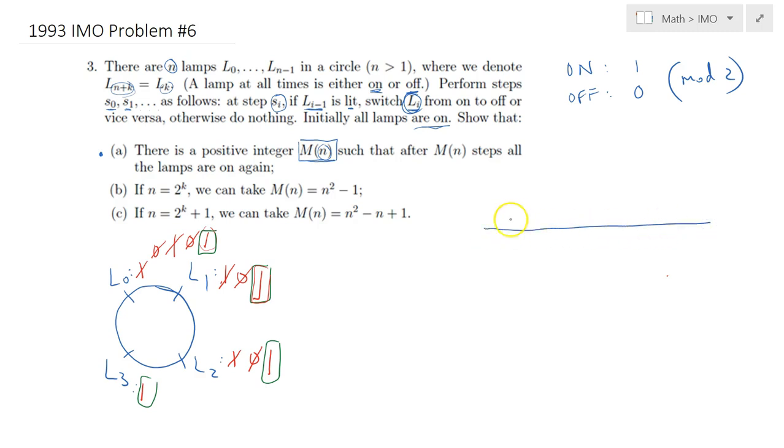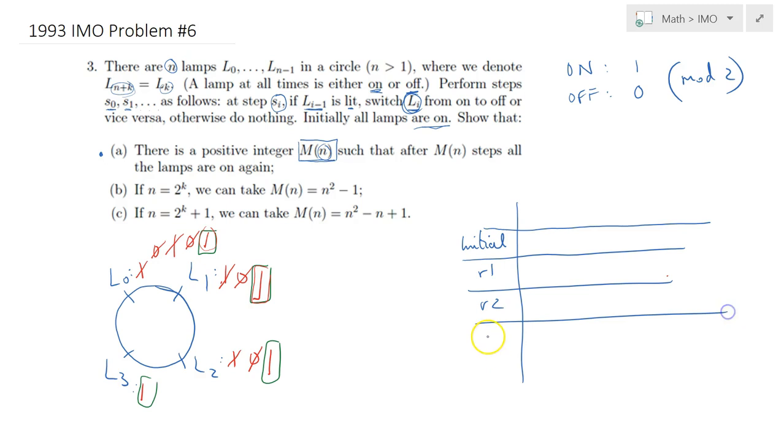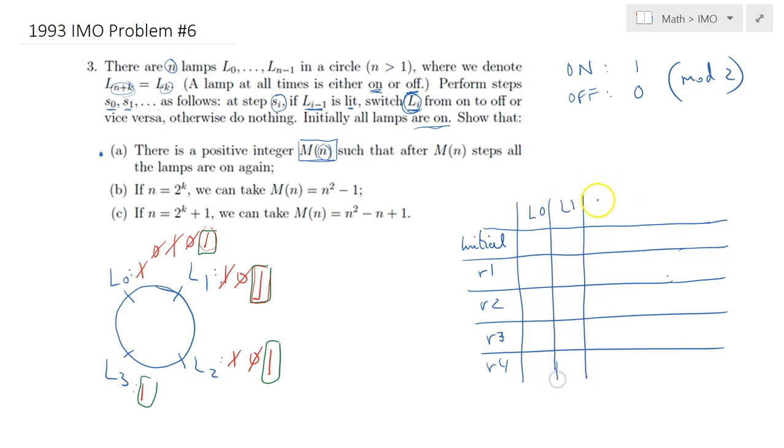Okay, so I'm developing my notation, right? So I have this is the initial probably. This is round 1, round 2, round 3, and so on. Round 4 if necessary, and I can go further if I need it. But this is lamp 0, lamp 1. This is the status of each of these lamps after each round of operation.